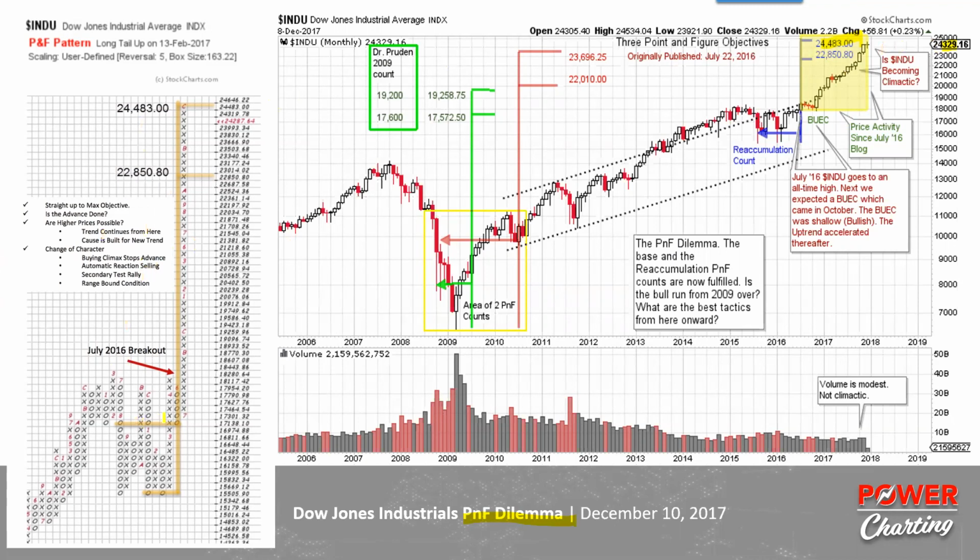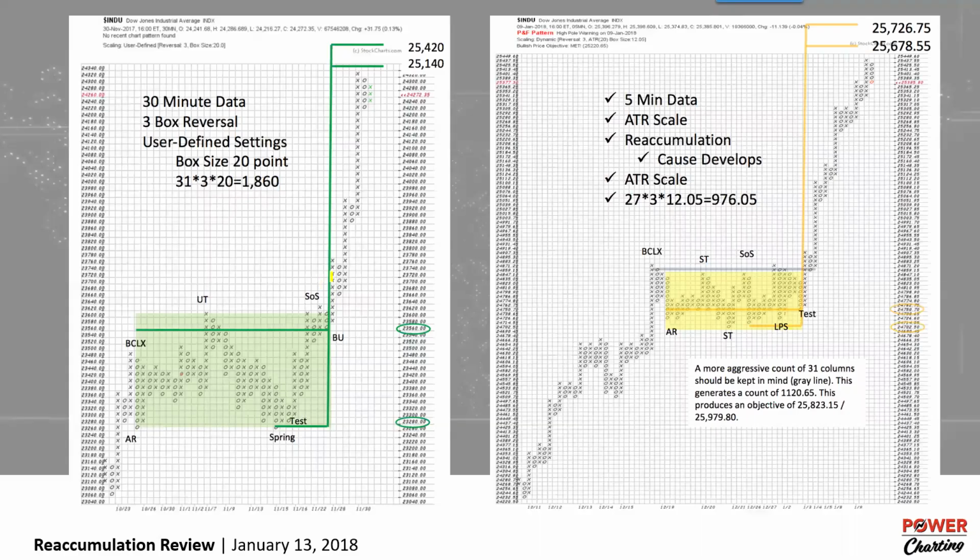So here's our count again over here, done in this December 10th blog, again pointing to this 24,483 objective. And at the time we were saying, hey, we've hit it, so we're in the final stages of something here. Well, it did go a lot higher. And here is chunk sizing in further.